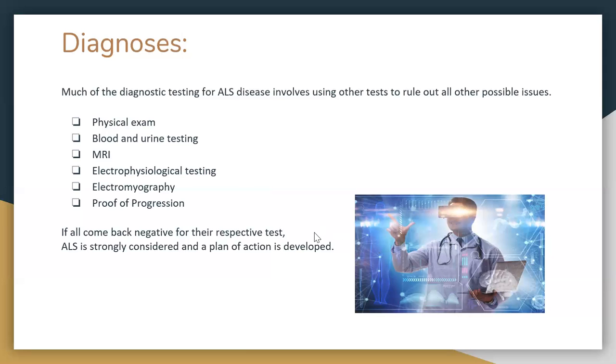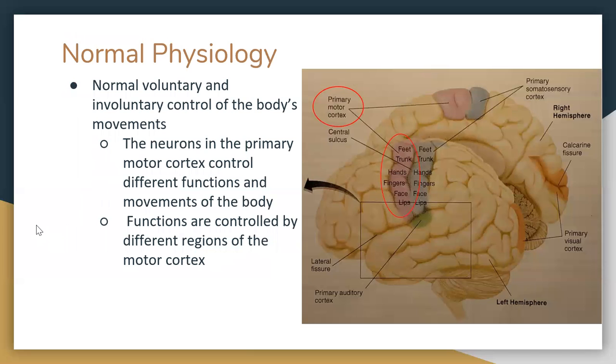developed to treat it. In looking at the normal physiology of the brain, normal voluntary and involuntary control of the body's movements is controlled through what we know as the primary motor cortex. The primary motor cortex is a part of the motor association cortex, and this is going to be found in the frontal lobe of the brain, or the cerebral cortex.